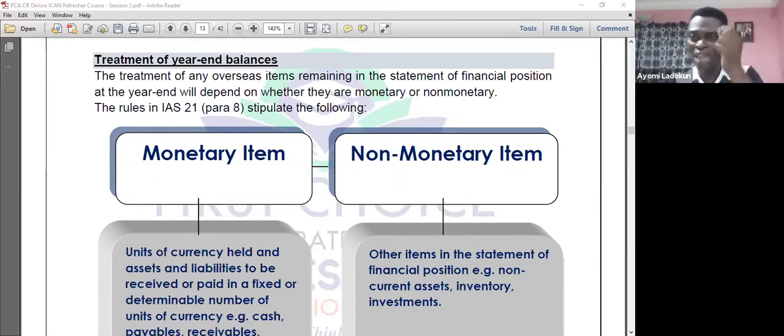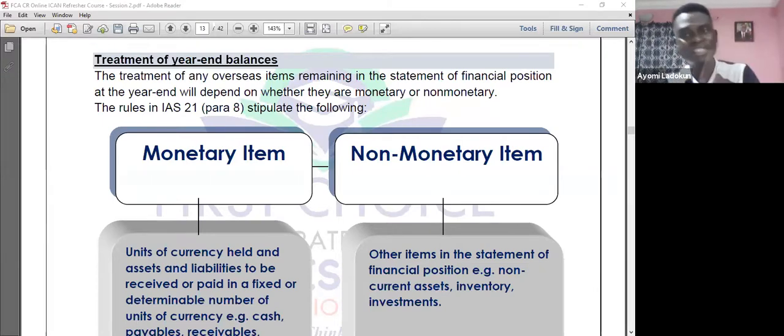Now, you ask yourself, is it a monetary item? If it is a monetary item, you must retranslate using the balance sheet spot rate, the balance sheet exchange rate. They call it the year-end exchange rate. That's what Mr. Henry was asking the other time. That is if it is a monetary item. So you ask yourself, is it cash, payables, receivables, or loan?